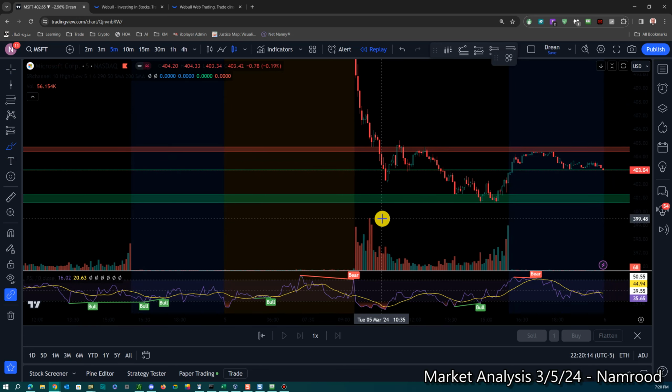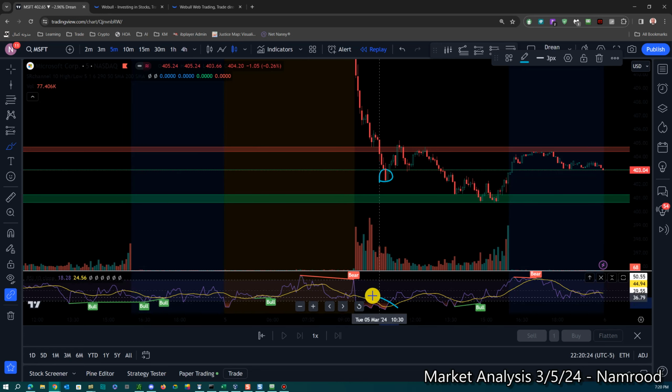And I believe that at this point, this is where I trimmed some of the position, and I alerted you guys to just manage and try to get out if you are not comfortable.